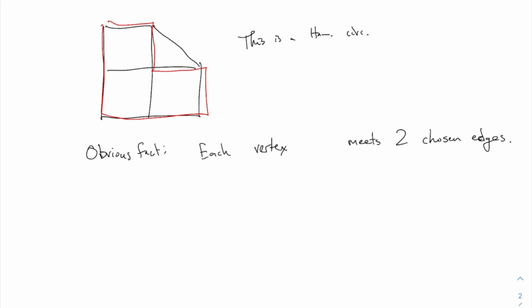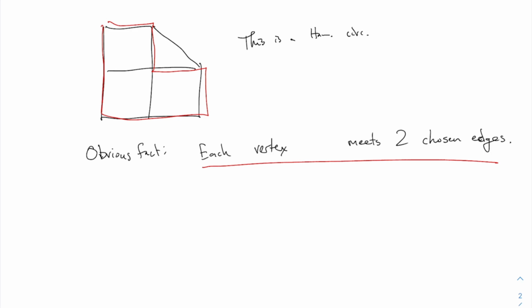Do you agree? Like this vertex right here has two red edges touching it. This vertex has two red edges touching it. All right, it has to be that way because the red edges are supposed to meet every vertex without ever revisiting them. If you visit the vertex once, that means one edge comes in, one edge goes out. So it's impossible to have three of these red edges meeting at a point because that means that the vertex is visited more than once. All right, so each vertex meets two chosen edges. I said it's an obvious fact, but it's actually very useful.